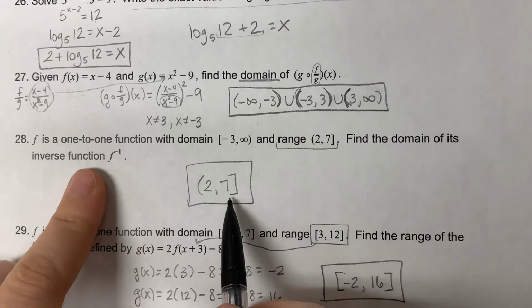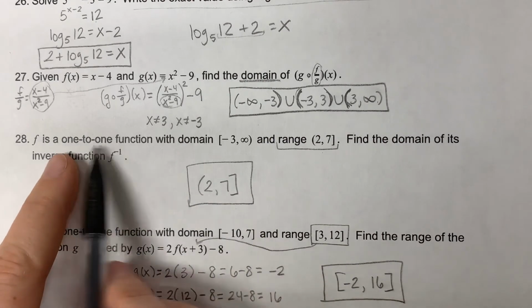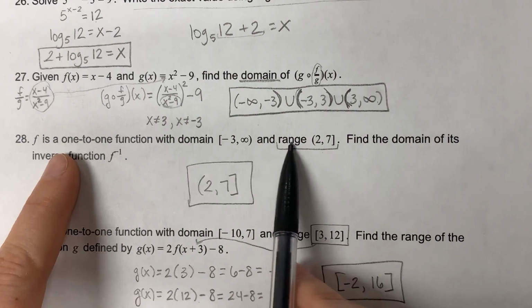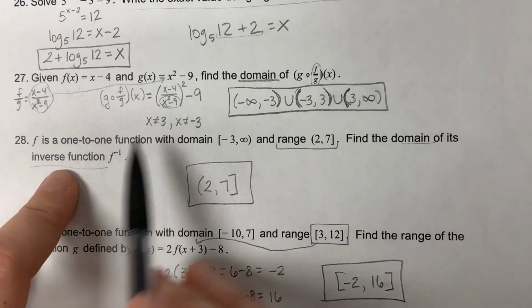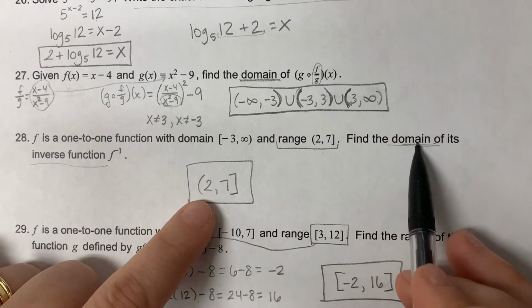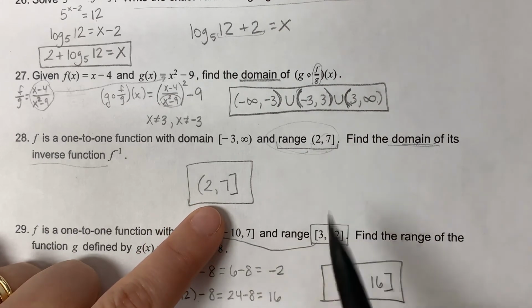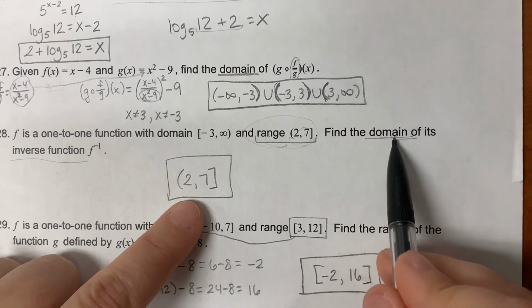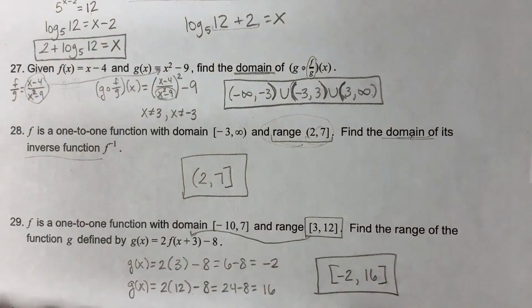Okay, this one, it's probably the easiest question on the test if you know how to do it. If it's a one-to-one function and it has a domain and a range of these things, find the domain of its inverse. The inverse is going to have a domain of what the range is on the other function. So it's just whatever the range is. If they had asked me for the range, I would have given them the domain because it's the inverse.